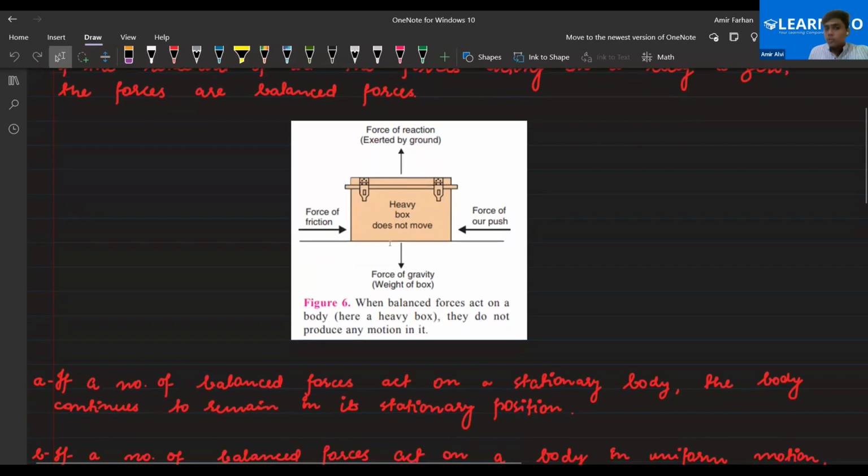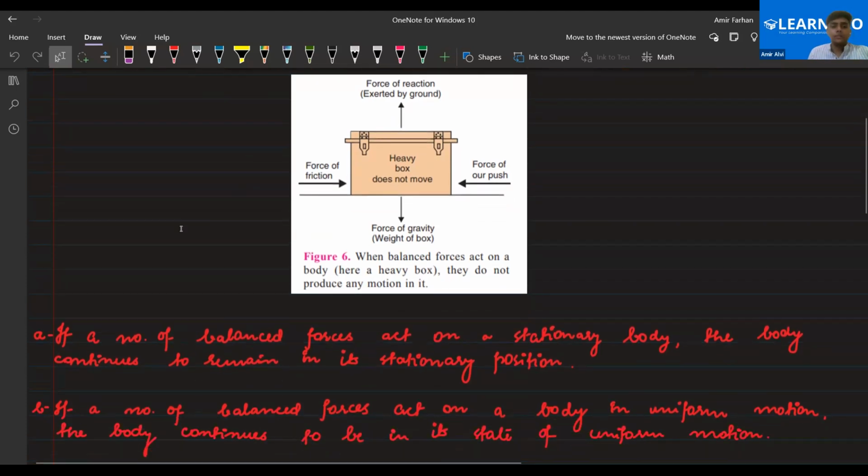Okay. As you can see, the force of push is cancelled by the force of friction. The force of gravity is cancelled by the force of reaction. That's why the box is completely at rest even though forces are acting on it. Those types of forces are called balanced forces. Am I clear to all of you? Yes, sir. That's great.